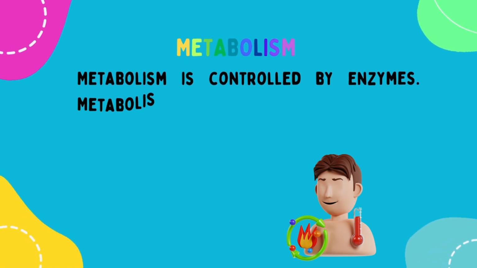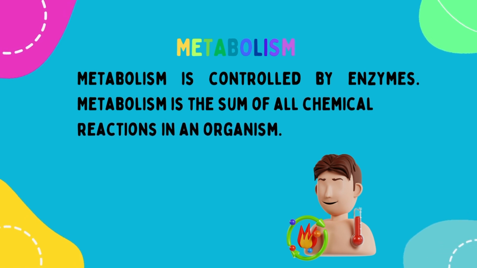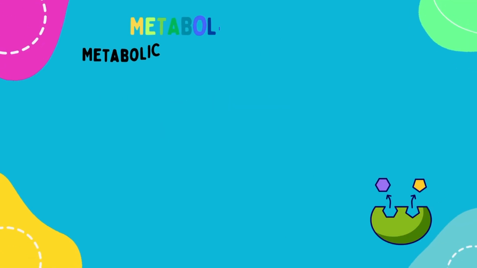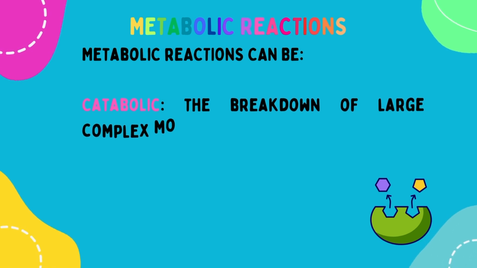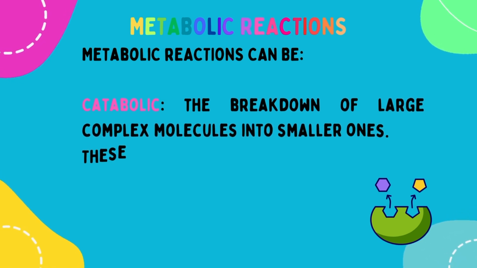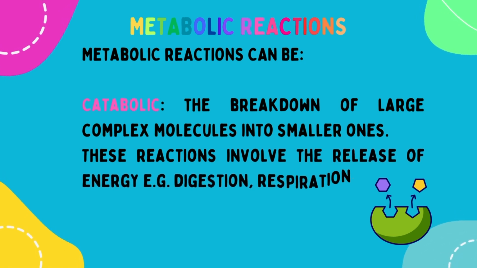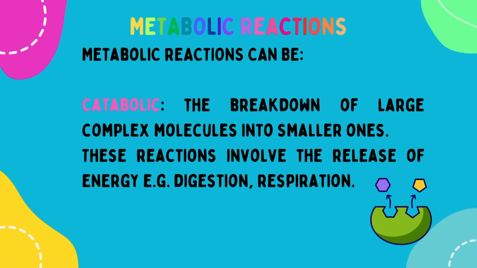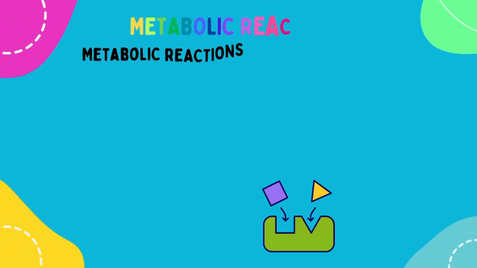Then we move on to metabolism, which you'll revisit in enzymes. Metabolism is the sum of all chemical reactions in an organism, and enzymes control our metabolic reactions. We can have 2 different types of metabolic reactions. Catabolic, which involves breaking down large complex molecules into smaller, simpler ones with the release of energy. For example, digestion or respiration. So breaking down a large complex molecule into smaller ones and therefore releasing energy. That is catabolic. Cats don't build things, so catabolic is breaking down.